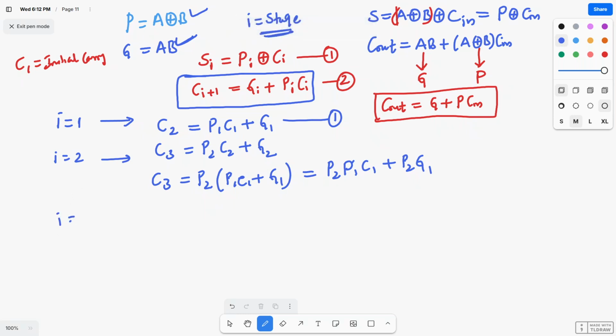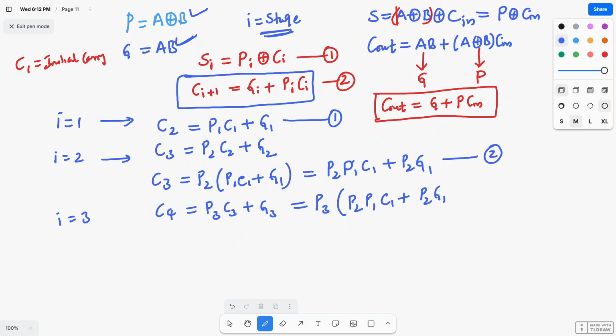Next, you tell me. I equal to 3. Tell me, C4 equals what? C4 equals P3 C3 plus G3. Okay, substitute the value of C3 in this equation. Let us take this as the second equation. So P3 into (P2 P1 C1 plus P2 G1 plus G2) plus G3.